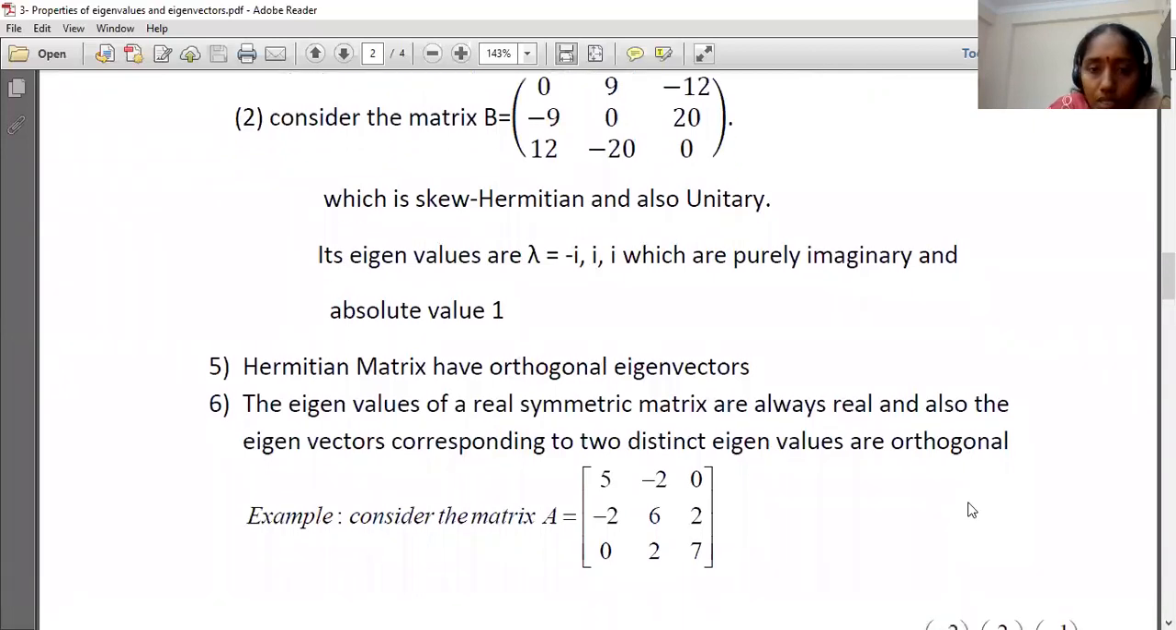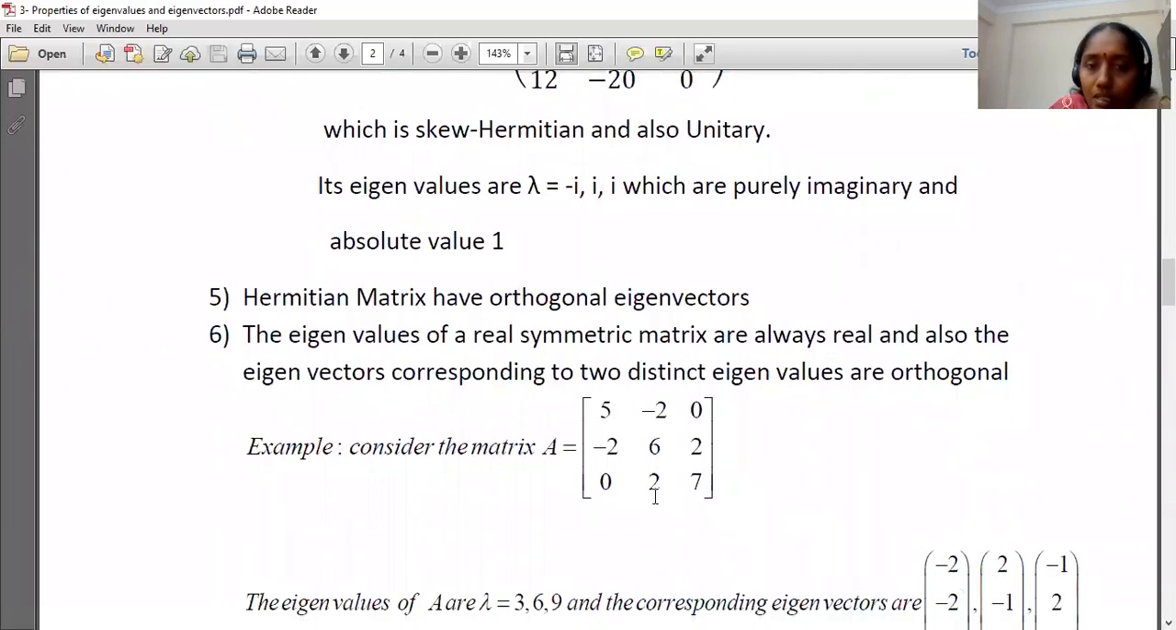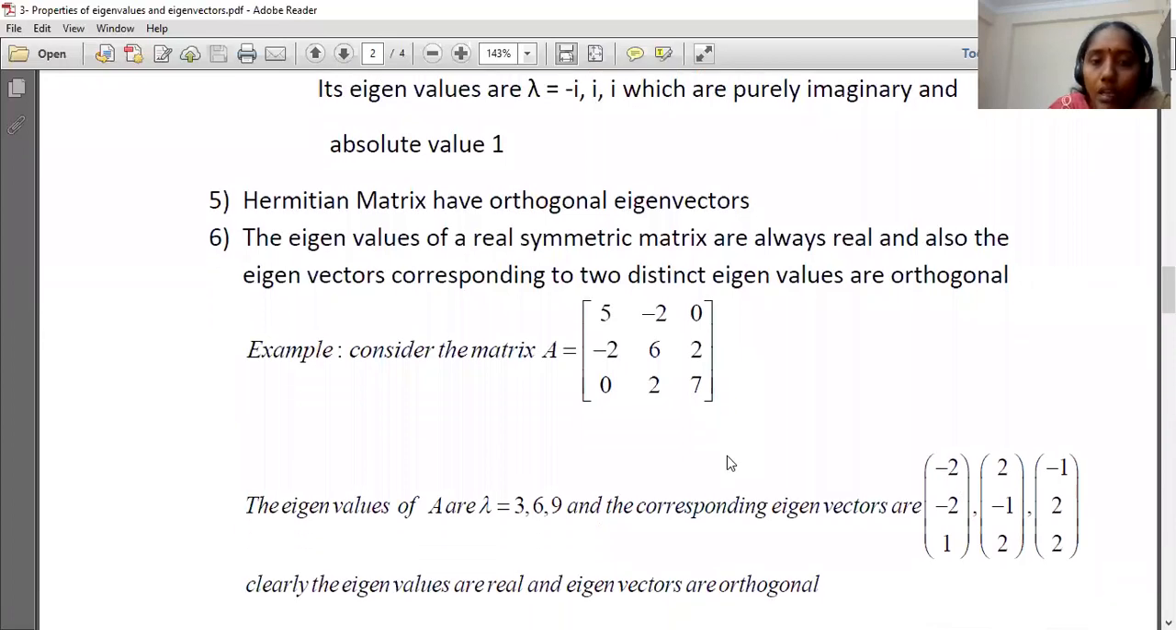Let us go through an example. Here observe this. This is a symmetric matrix, meaning A is equal to A transpose. So which is symmetric. Eigenvalues of A are 3, 6, 9. All are distinct eigenvalues. Corresponding to these eigenvalues, the vectors are these three.